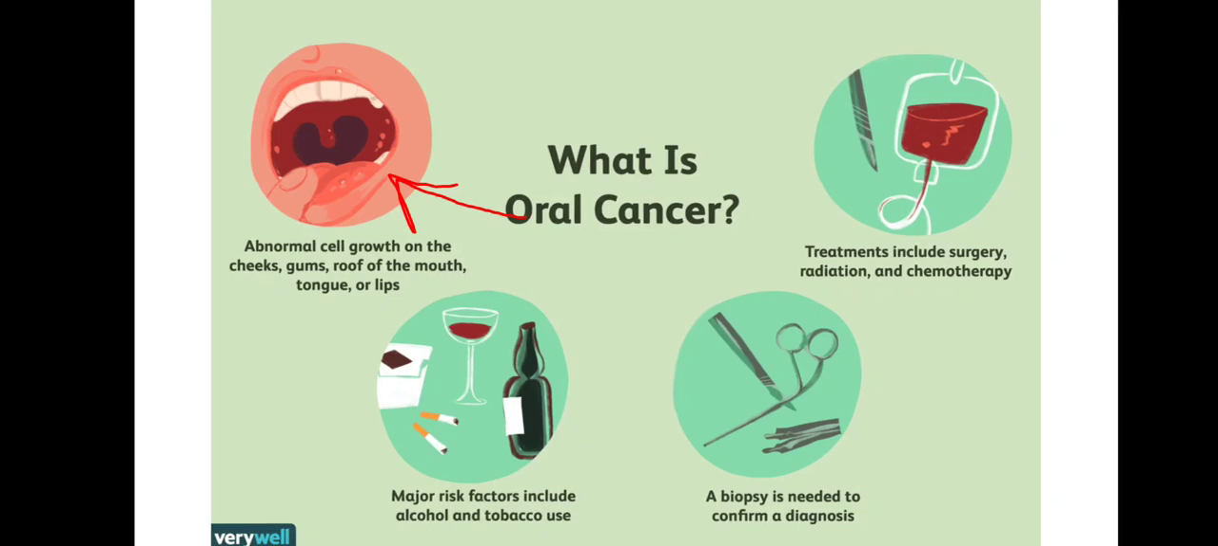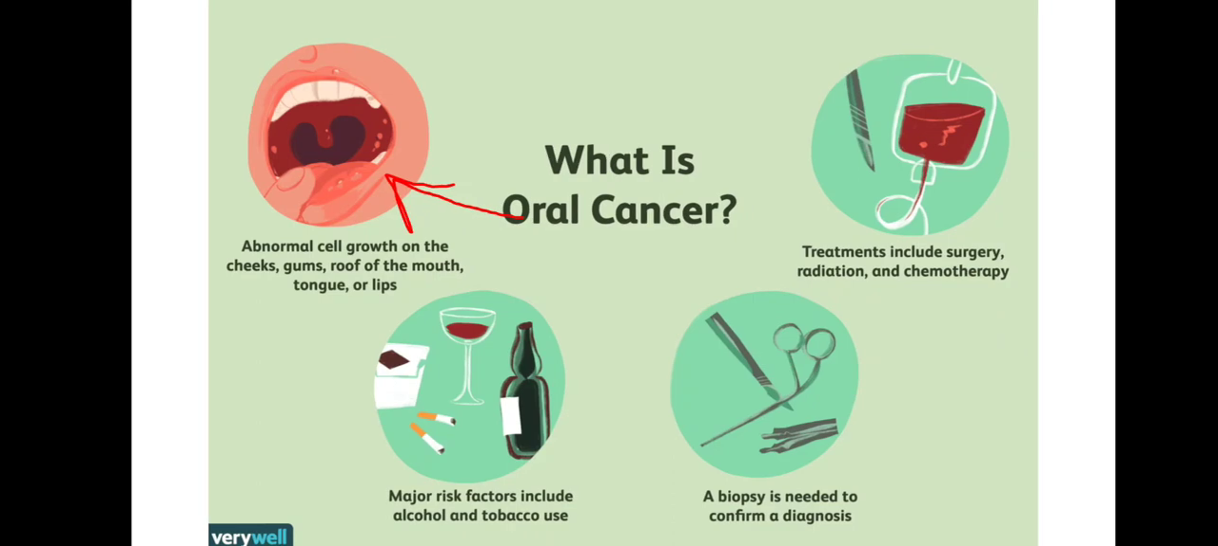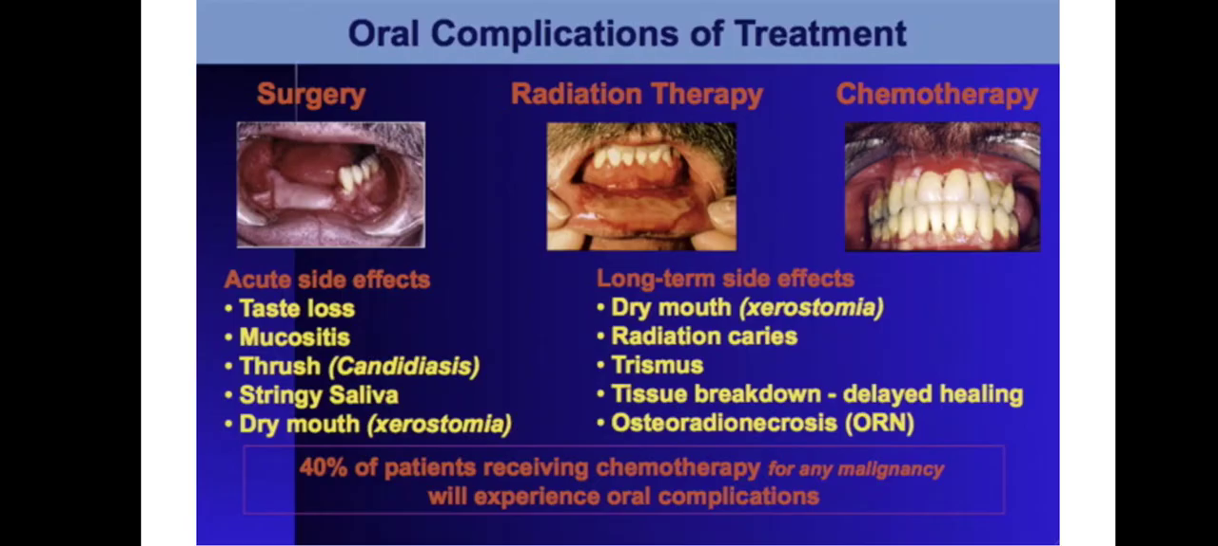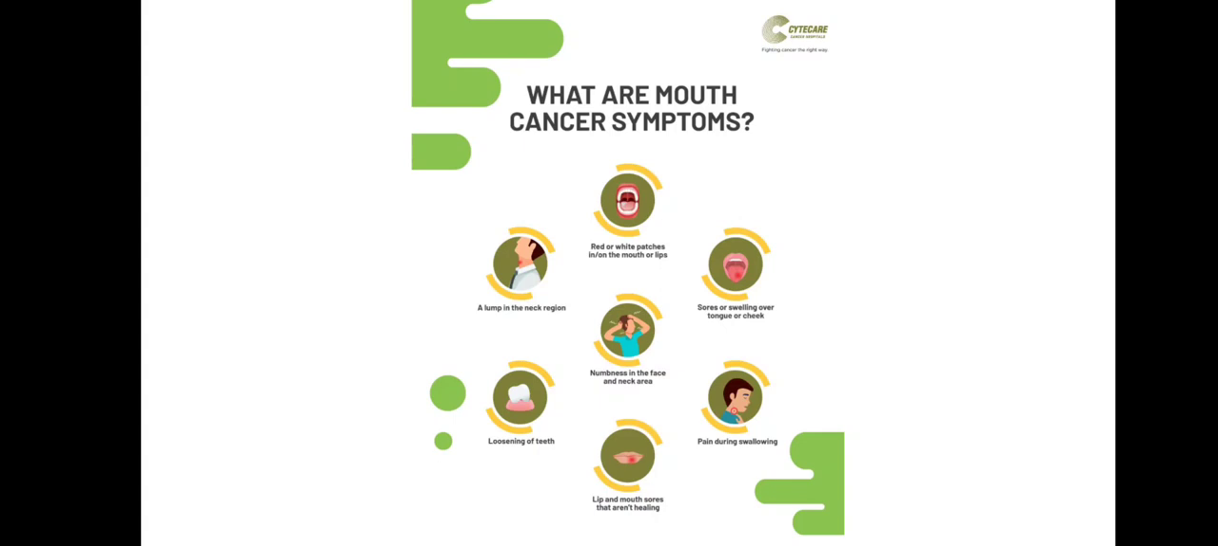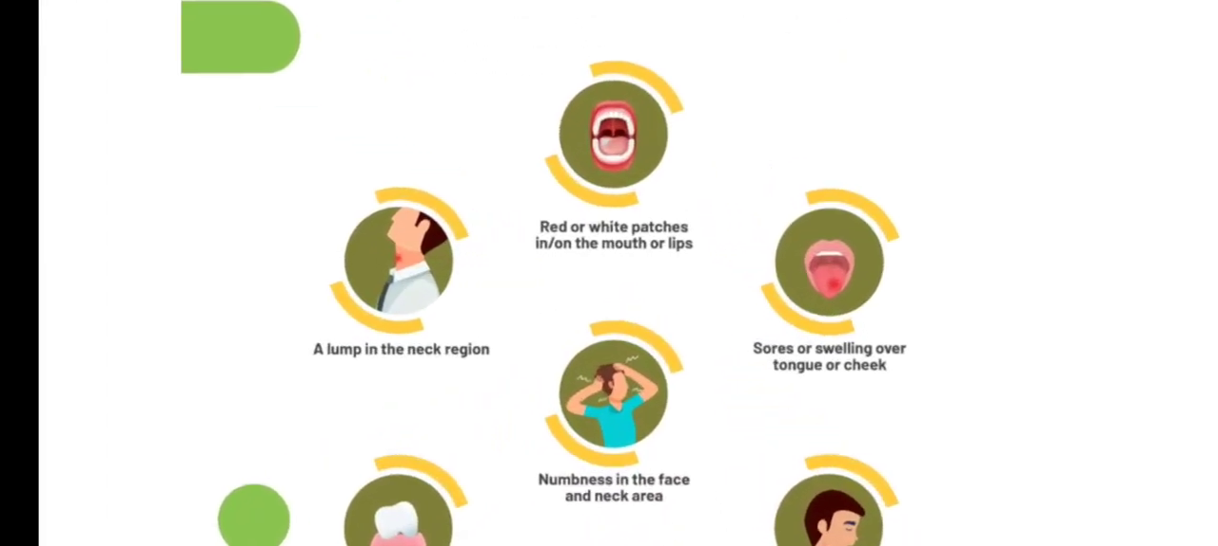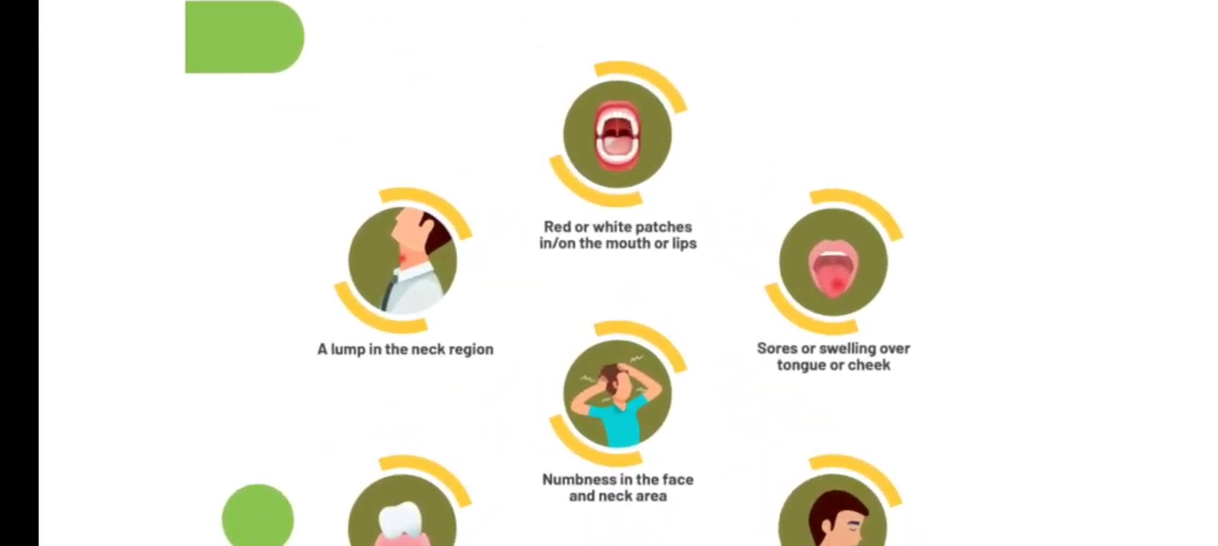In short, the risk factors include alcohol and tobacco usage, and about the treatment, we must have a biopsy, and then any type of surgery, radiation and chemotherapy. I will let you know about it in detail as well, what oral cancer is. Now, the symptoms. Remember, the cause of oral cancer is that abnormal growth is taking place in the mouth, right?